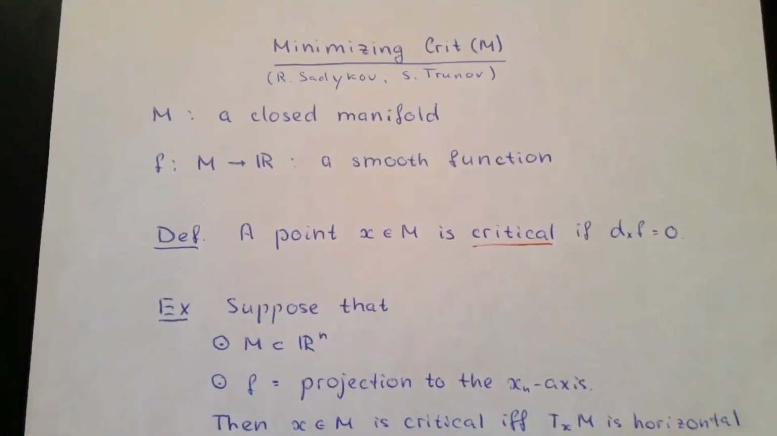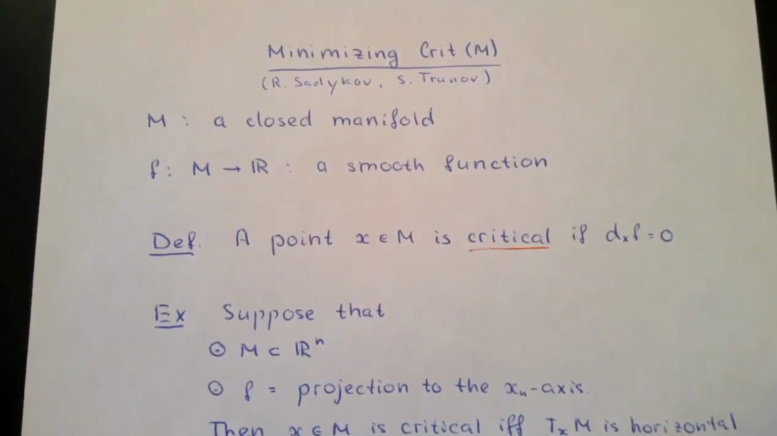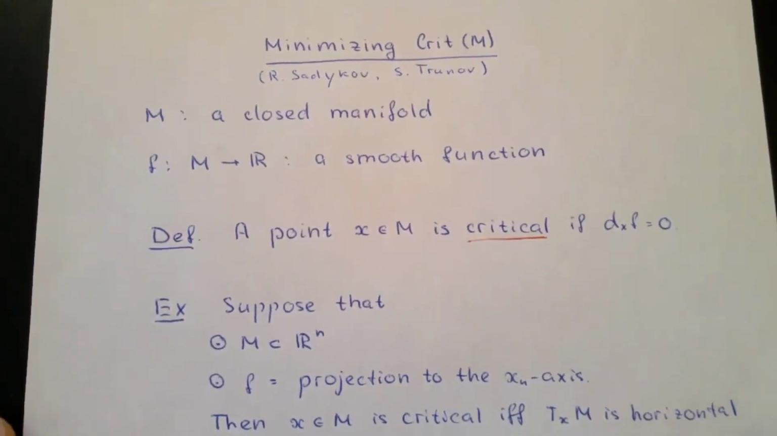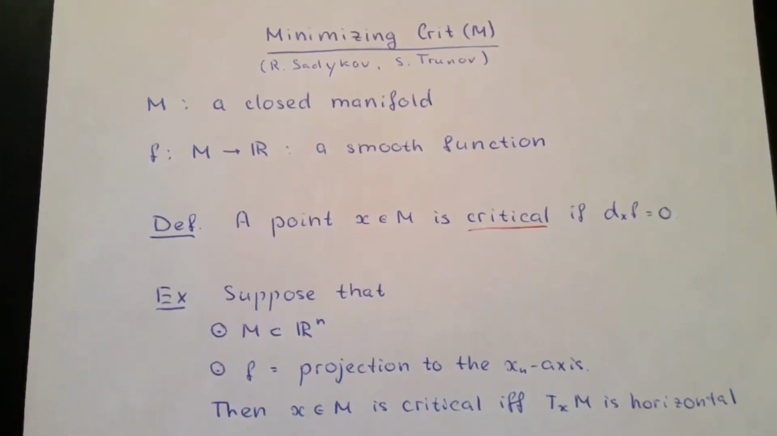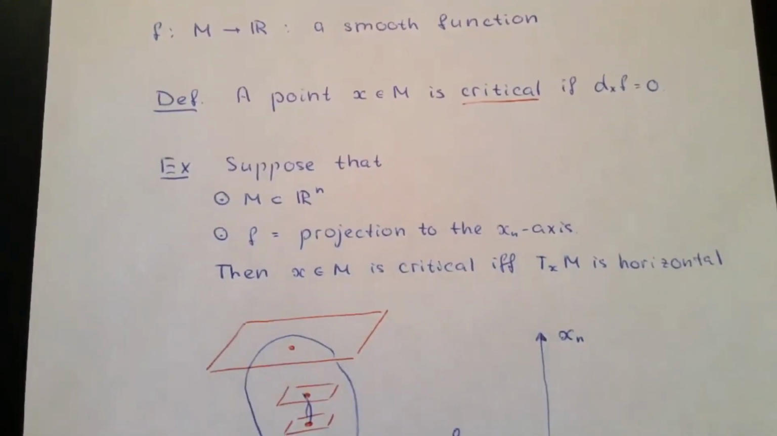So I will be talking about minimizing critical points of smooth functions on a closed manifold M. So M will be a closed manifold and F will be a smooth function on the manifold M. A point X on the manifold M is said to be critical if the differential of the function F at this point is 0.